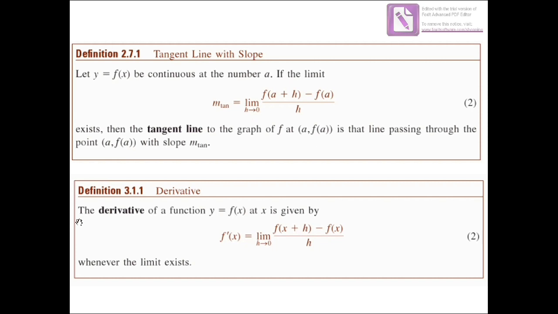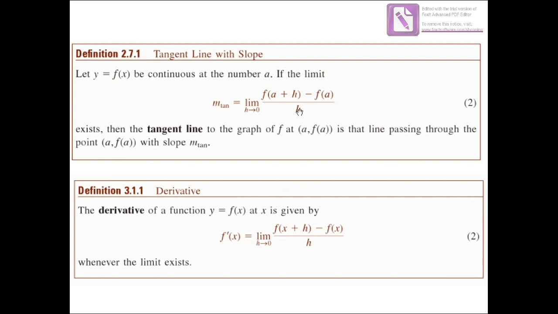In this section, the definition of the derivative, which is Definition 3.11, is given as follows: the derivative of a function y equals f of x at x is given by f prime of x. So f prime of x represents the derivative. It is equal to the limit of f of x plus h minus f of x over h as h approaches 0, whenever the limit exists.